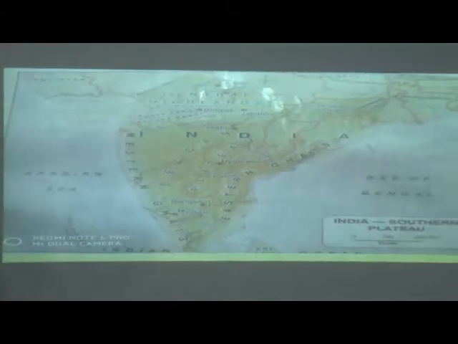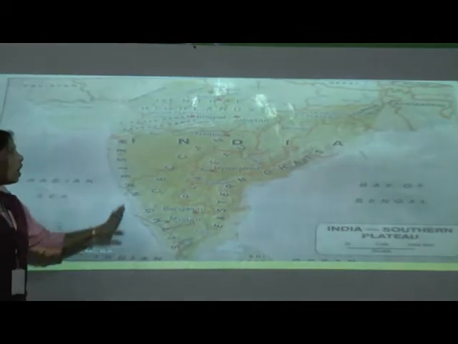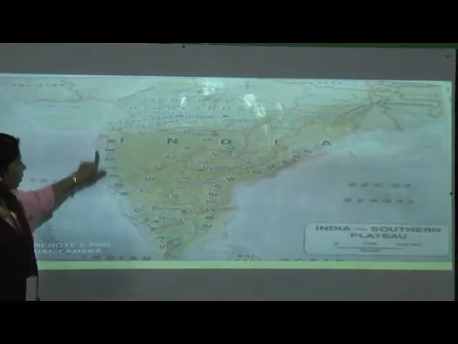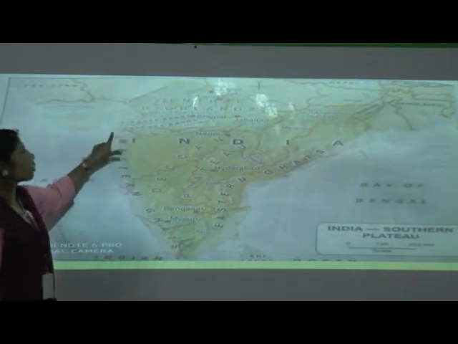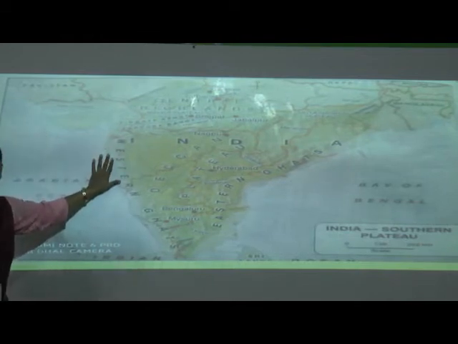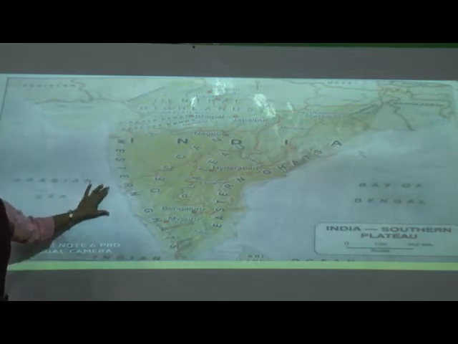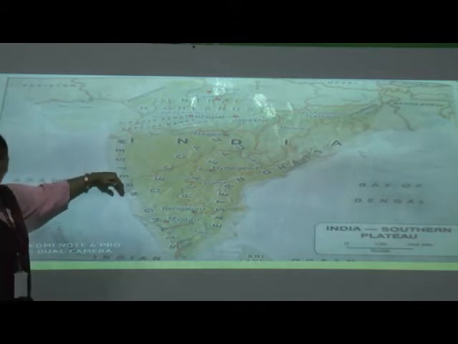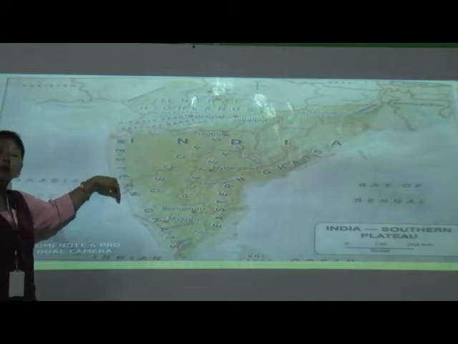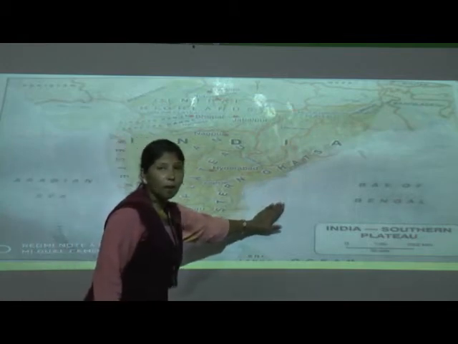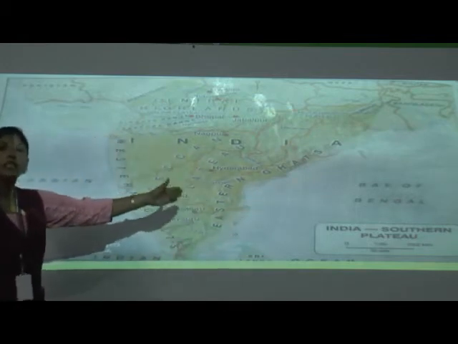Well, this is the India map I have shown you. How does it look? Yes, it looks like a triangular shape. So our Southern Plateau is in a triangular shape. In the previous episode, I told you this is the western side. What do we have in the western side, the hilly region? Western Ghats, correct? Now this is the east part. What do we have here? Eastern Ghats, very good.